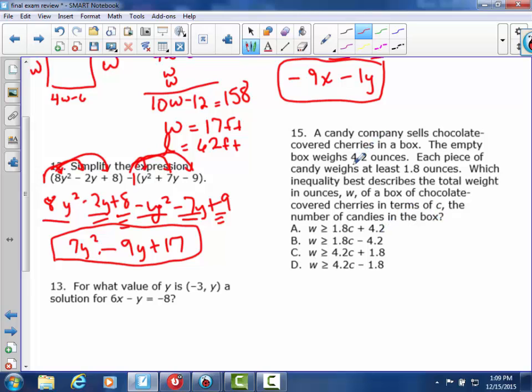Okay, so if we've got a box that's 4.2 ounces, we're going to start off with 4.2. And then we're going to add 1.8 at least for each candy, right? So we look over here. That says the same thing, just they went 1.8C plus 4.2. This has a minus, so we're decreasing. This says we're going to change the 4.2. We're going to multiply it by the number of candies, but that makes no sense at all. And that one says the same thing. So A is the only viable option.